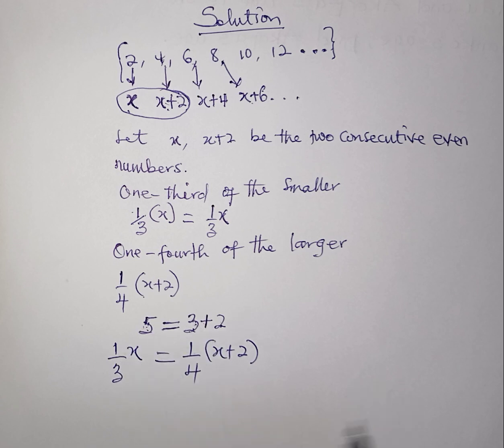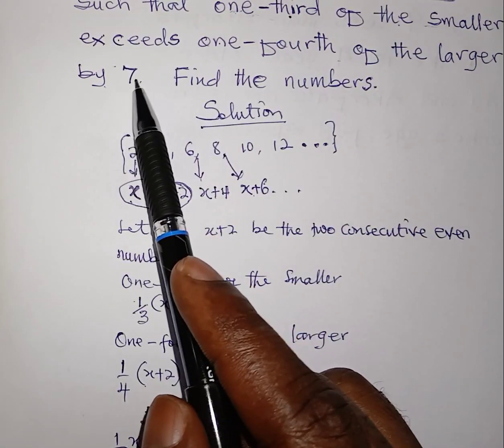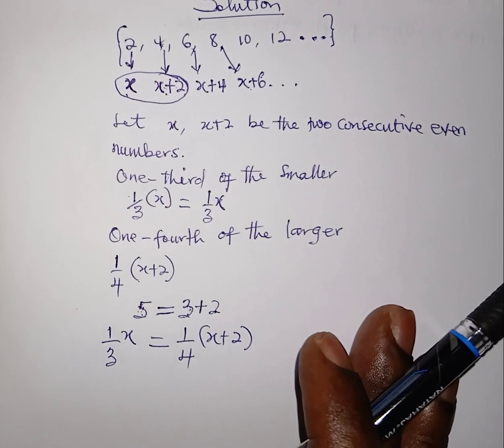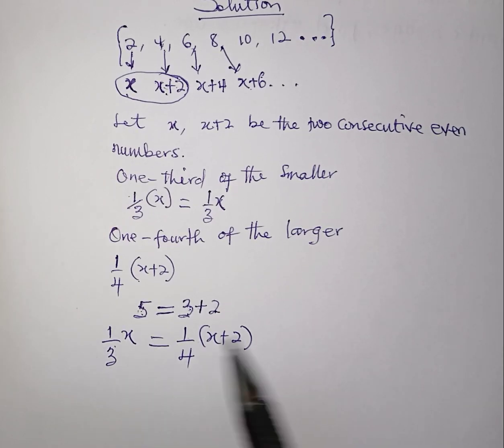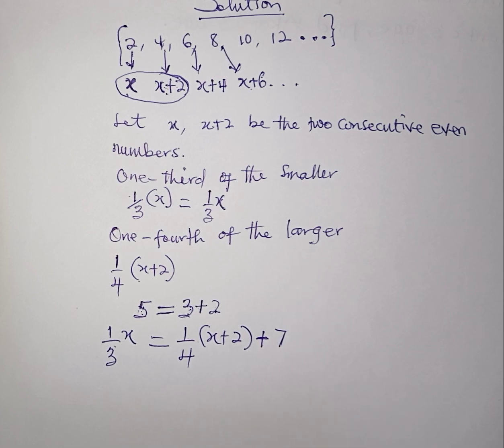So here too, if we say that 1/3, the smaller, exceeds 1/4, the larger, by how much? By 7. So before I can get here and here the same, I need to add the 7. Have you gotten the idea? Good. So once you get this, you get an equation, and then solving the equation becomes very, very easy.